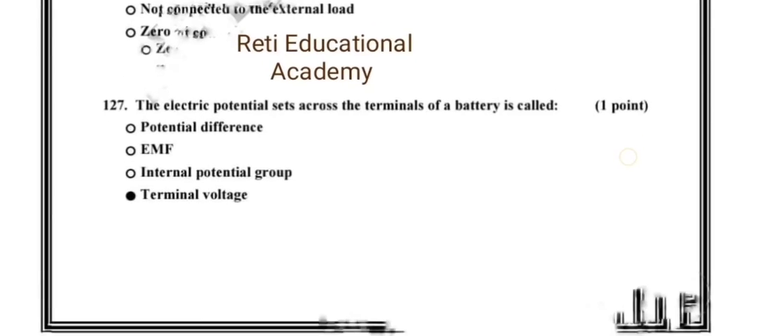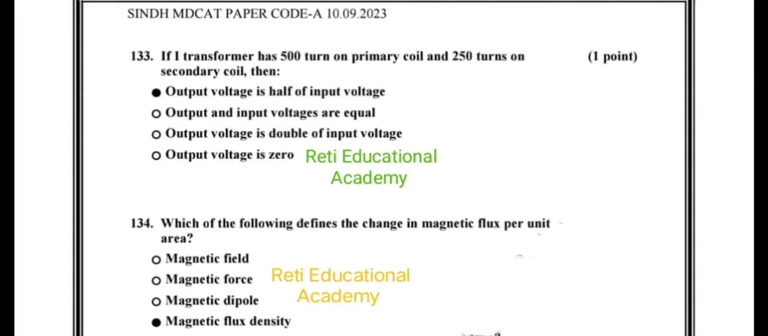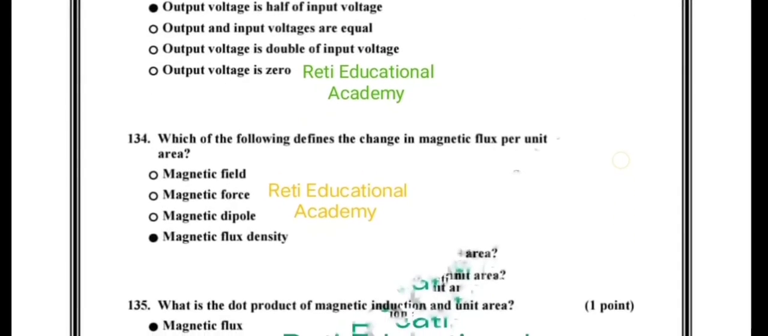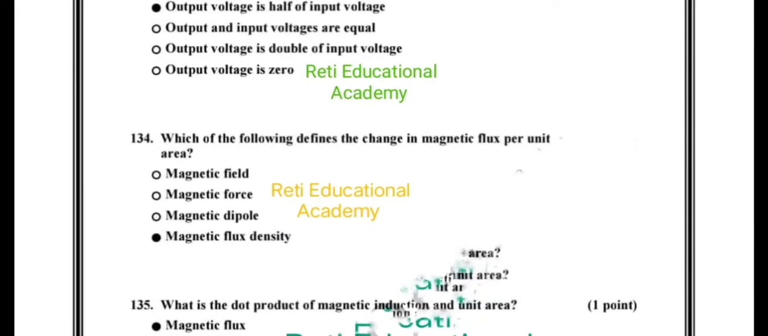Question number 133. If a transformer has 500 turns on primary coil and 250 turns on secondary coil, then, and the correct option is output voltage is half of input voltage. Question number 134. Which of the following defines the change in magnetic flux per unit area? And the correct option is magnetic flux density.